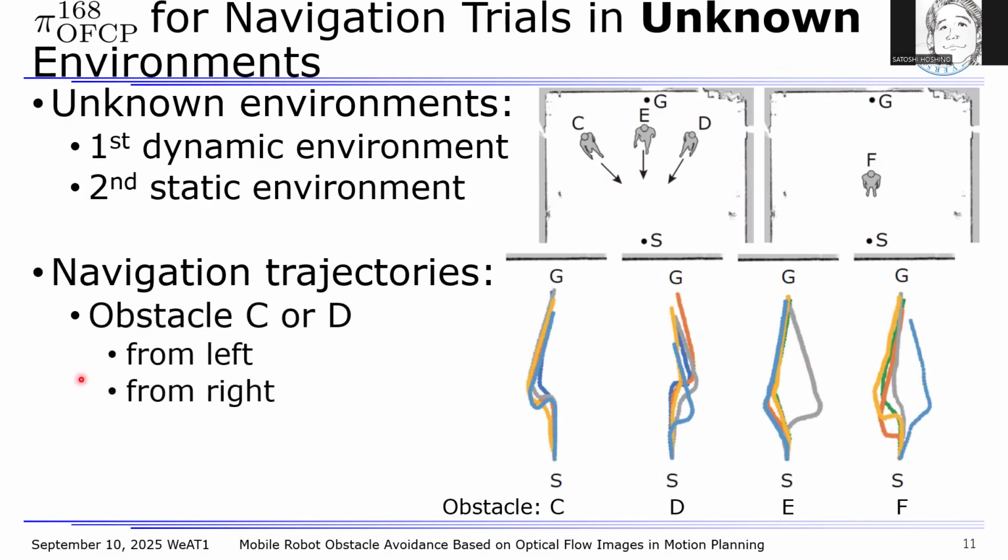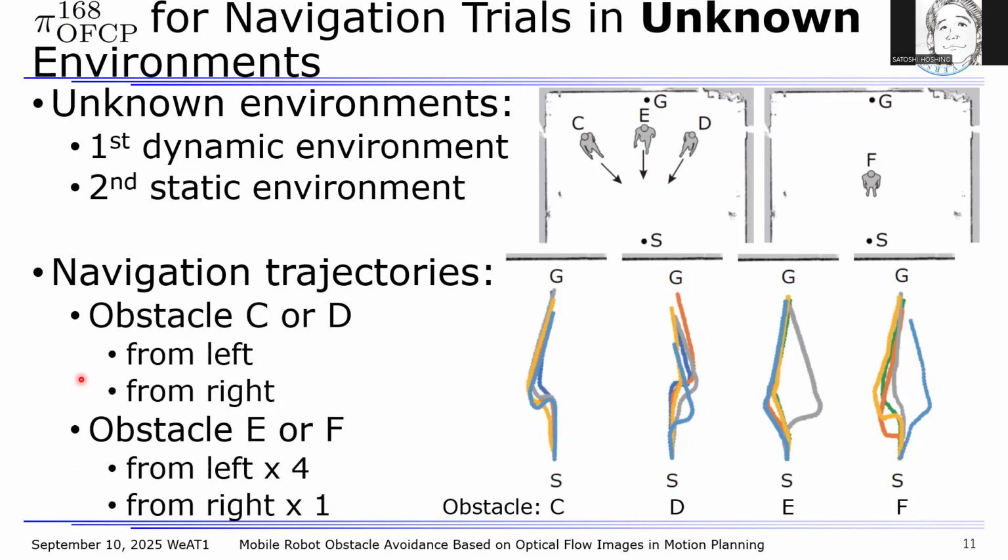First, the robot successfully avoided obstacles C and D by moving behind them, just as it was instructed for obstacles A and B. This result indicates that the robot planned its avoidance motions by particularly focusing on the moving directions of the obstacles. Moreover, the robot successfully avoided obstacles E and F, which had smaller optical flows compared to obstacles C and D, from the left and from the right, respectively.